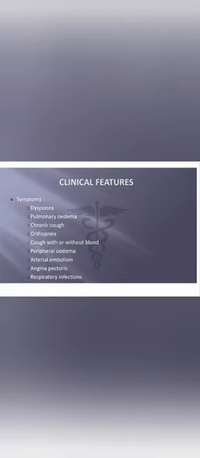And the next, clinical manifestations. Symptoms like dyspnea, the patient has difficulty in breathing, pulmonary edema, chronic cough, orthopnea, cough without blood, hemoptysis will be there, peripheral edema, arterial embolism, angina pectoris, and respiratory infections can be seen in this patient.